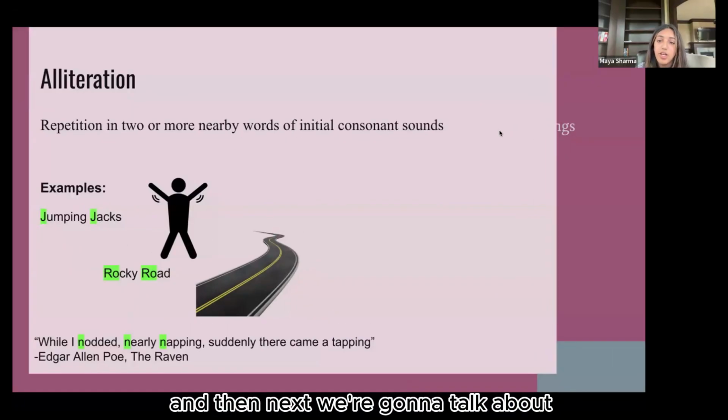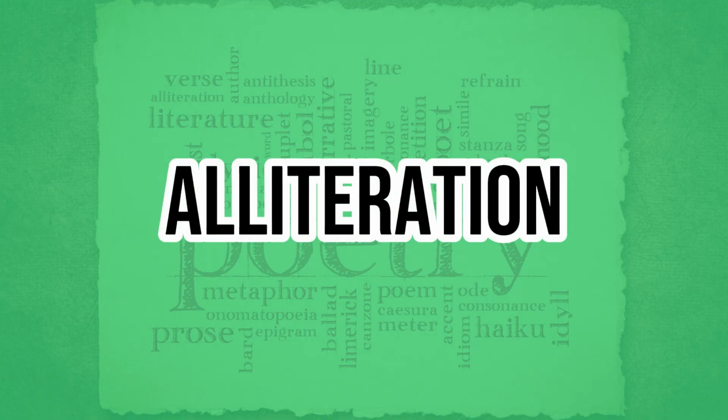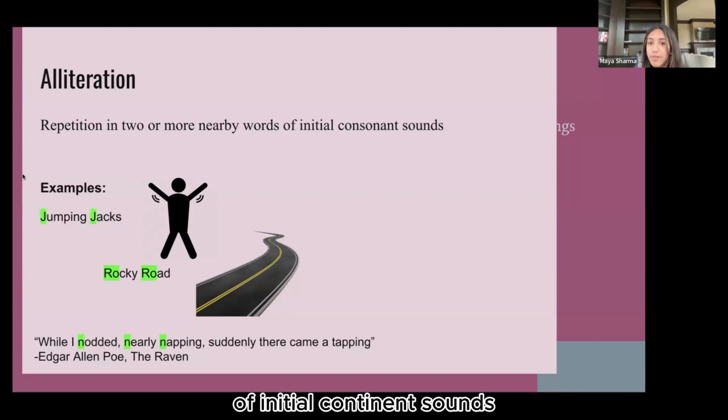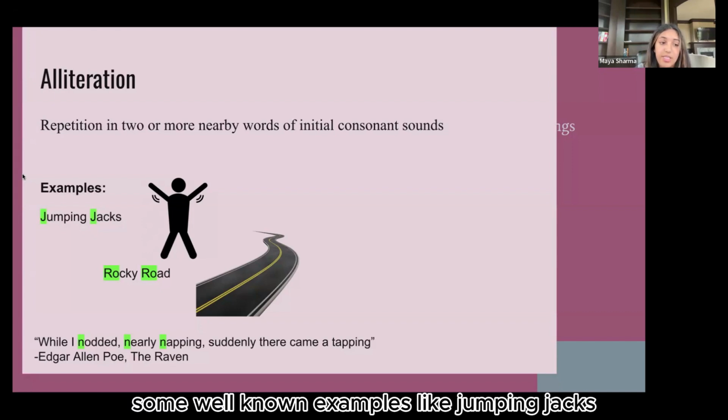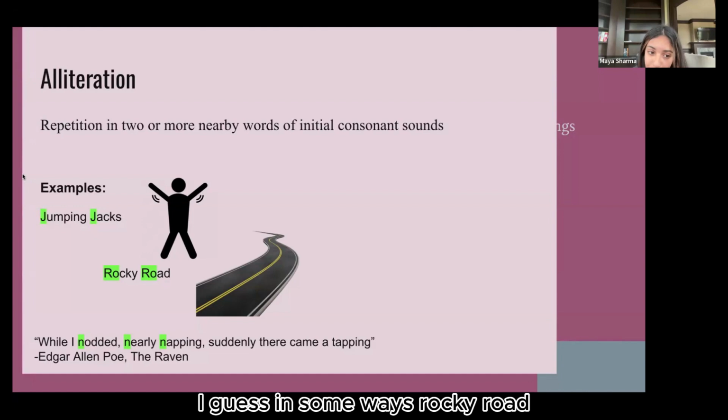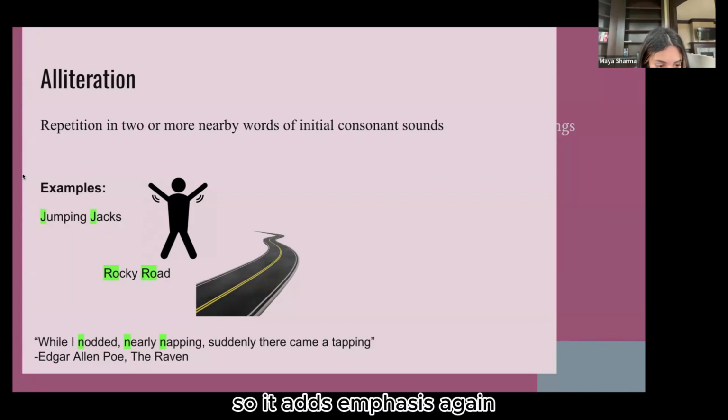And then next we're going to talk about alliteration. Alliteration is repetition in 2 or more nearby words of initial consonant sounds. So here are some well-known examples, like jumping jacks. They both have the letter J, so it's repeating and it adds emphasis, I guess, in some ways. Rocky road, the RO is seen in both words, so it adds emphasis again.